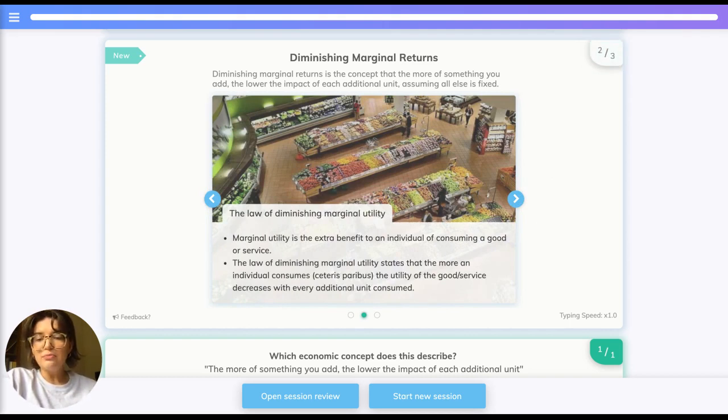So this is the law of diminishing marginal utility. Marginal utility is the extra benefit to an individual consuming a good or service. And the law of diminishing marginal utility states that the more an individual consumes, ceteris paribus, the utility of the good or service will decrease with every additional unit consumed. So that's quite a confusing concept, but imagine the curve going up and then kind of plateauing off as the diminishing marginal utility takes hold.